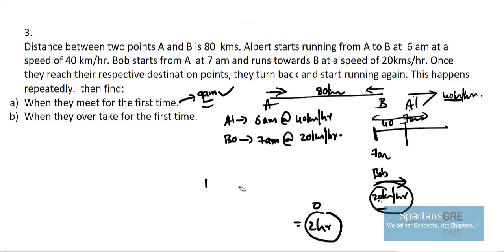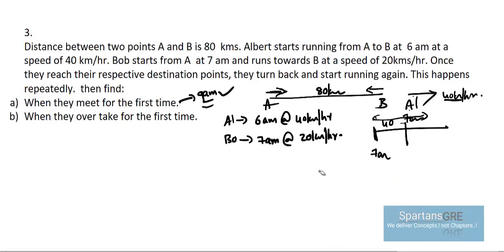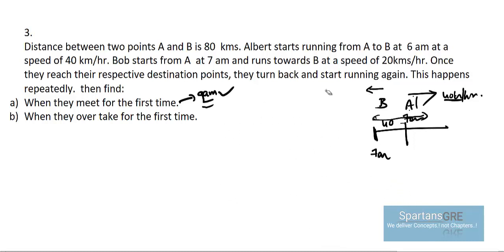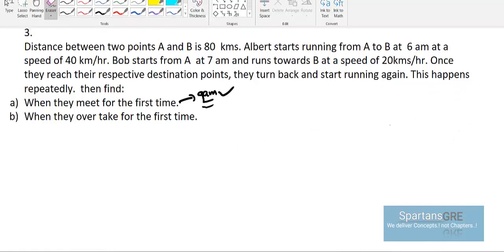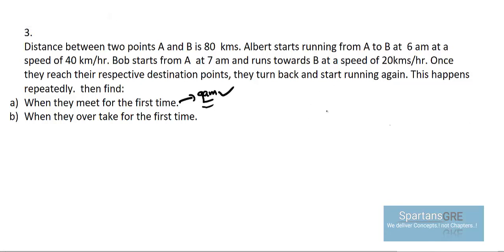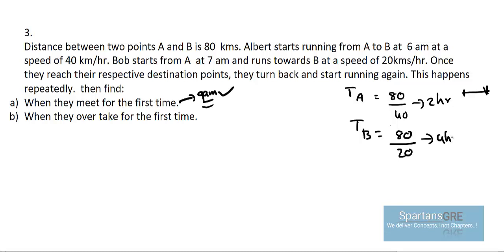So let's get the time for A to reach the dead end. Albert takes from A to B a distance of 80 kilometers and his speed is 40 kilometers per hour, so he takes 2 hours. A takes 2 hours to reach from here to here. Now the time for B is 80 divided by his speed of 20. He takes 4 hours, right? Now let's draw the diagram like this.